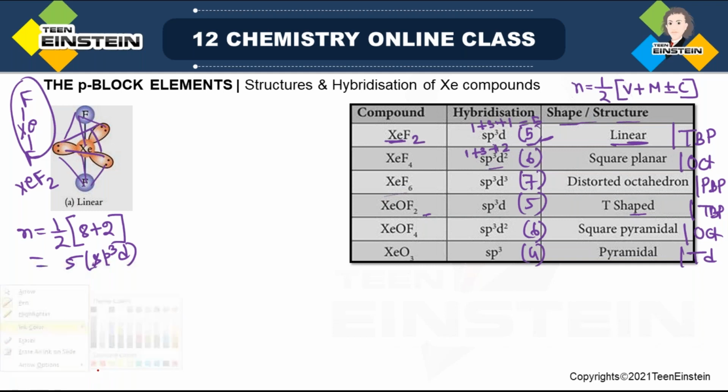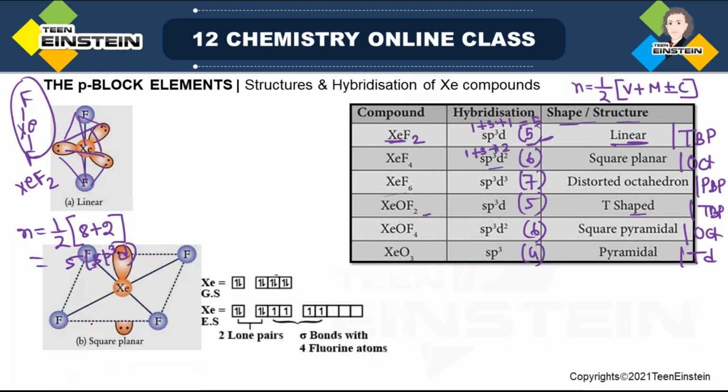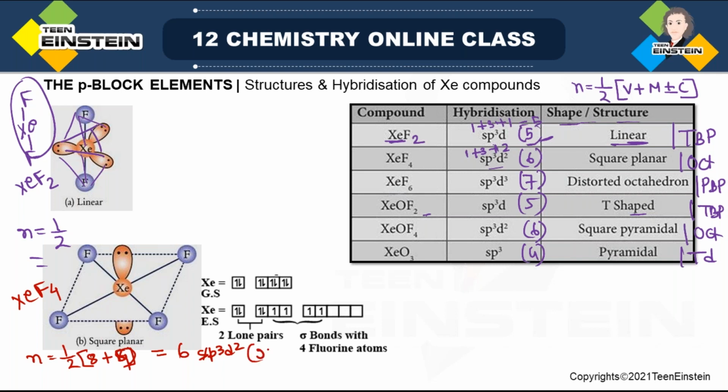Similarly, for the second one, here we have the next molecule, which is XeF4. Now for XeF4, again you can use this formula, N equal to half. For xenon it is 8. 4 fluorine, all are monovalent, no charge, neutral molecule. So it is 6. That means it is sp3d2, and sp3d2 means 6 coordination, that is octahedral.